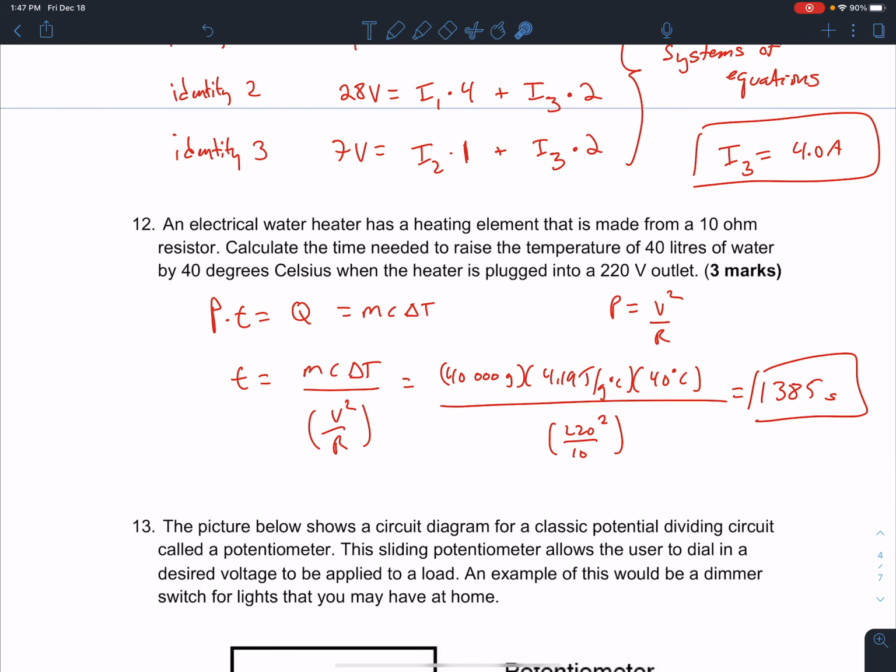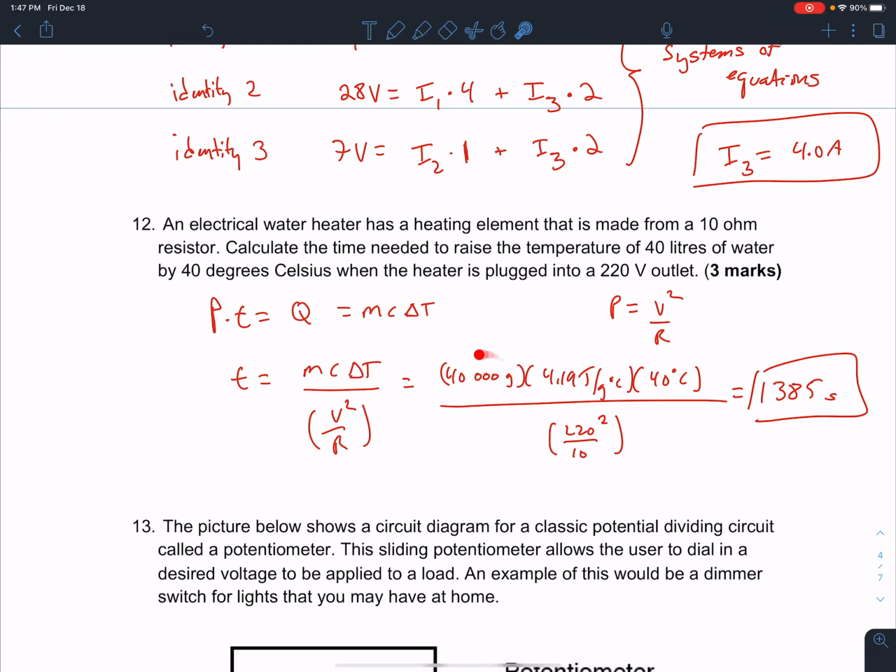Okay, the last 2 questions. This is a very classic question, electric water heater. We did it last year. Remember, electrical power times time gives you the total amount of heat energy that goes into a device. We're going to be working on this next unit. So power times time is equal to Q, which is going to be equal to MC delta T if that Q is used to heat stuff. So if I rearrange this formula, MC delta T divided by P, and P in this case can be V squared over R. I have my voltage, I have my resistance. I can then plug all the numbers in and get an answer. So it would take 1,385 seconds to change the temperature of 40 liters of water by 40 degrees.